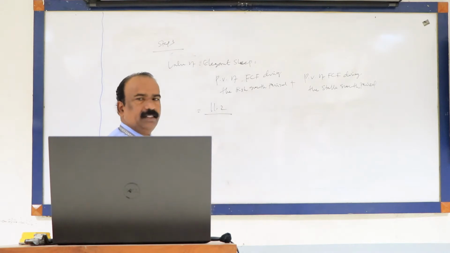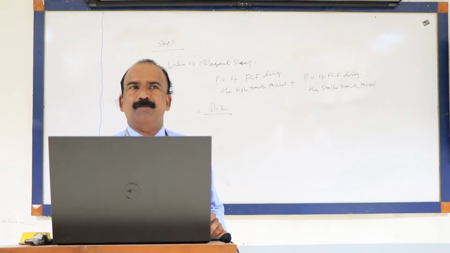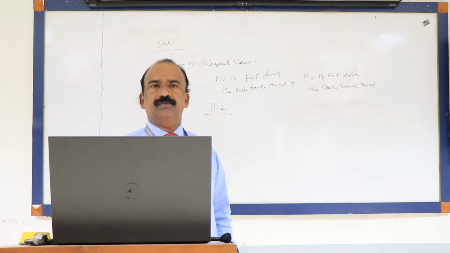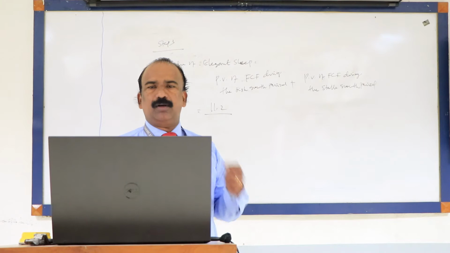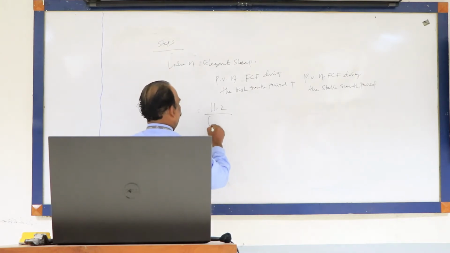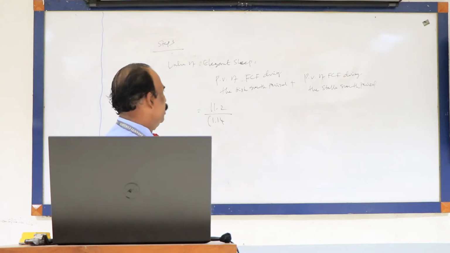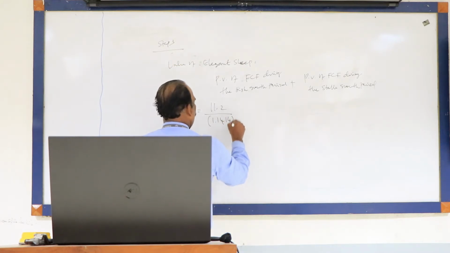11.2 divided by the weighted average cost of capital we calculated for the high growth period. What's the figure? 14.14. So divide by 1.1414 power 1.